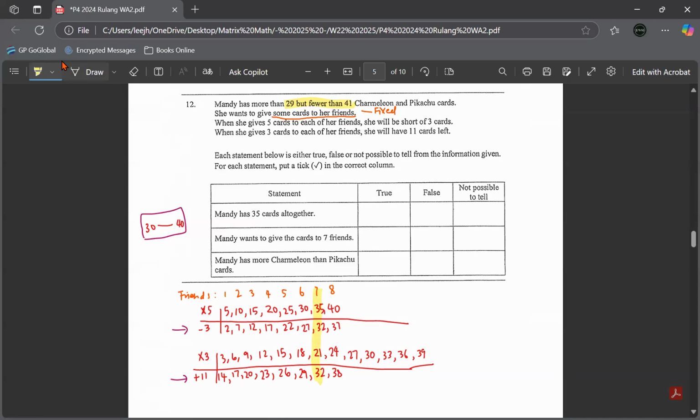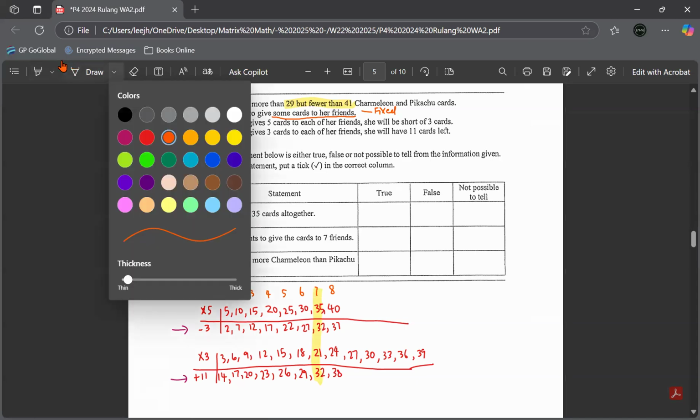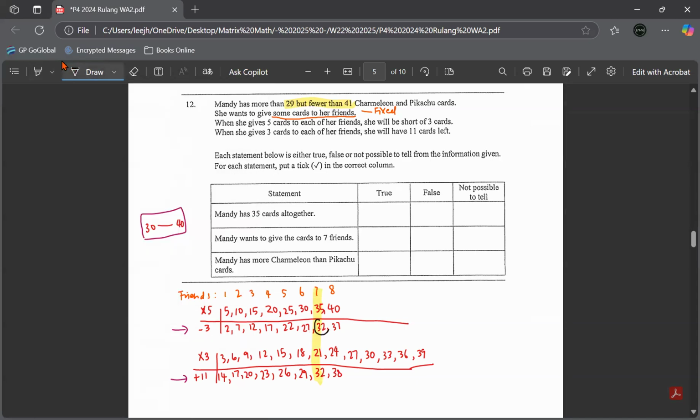Same column, same total. Can you see that? I think I use black color because they have 32 here. Okay, and the number of friends is 7. So with this, you are able to answer your question. It says here, Mandy has 35 cards altogether. Nope, she has 32. So this is actually false.